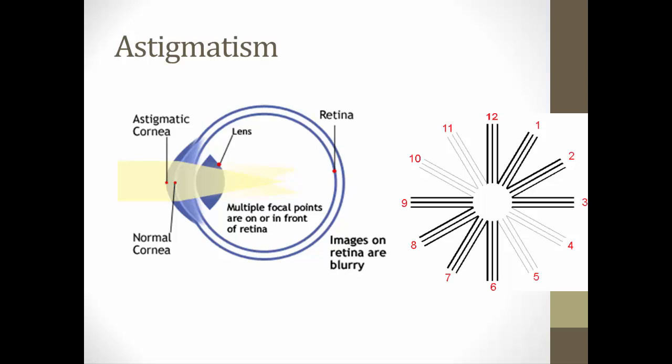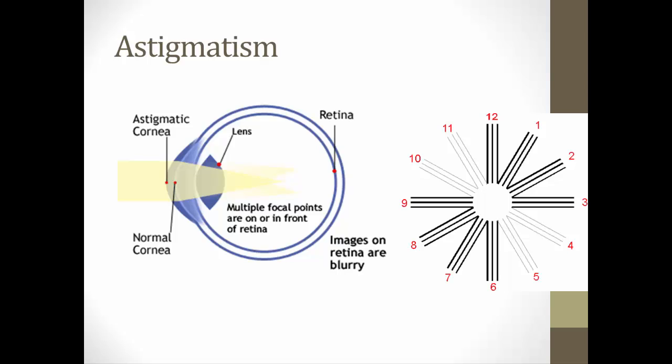The last disorder we'll look at is called astigmatism. Astigmatism is an unequal curvature of the cornea or the lens. Often it's in the cornea. The cornea should be a nice rounded shape. That is, the arc in every direction of the cornea should be exactly the same. Think of the surface of a basketball, for example. No matter where you look on the curvature of that basketball, it's the same everywhere.